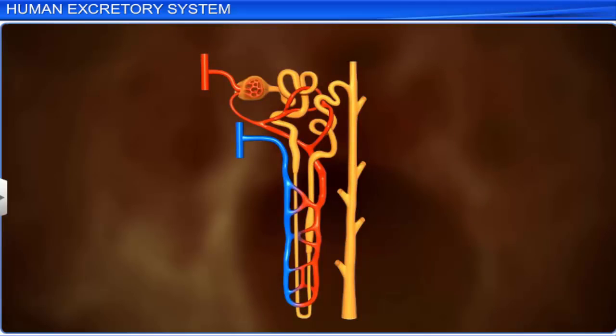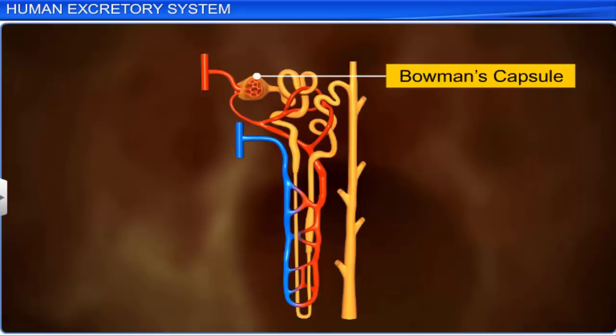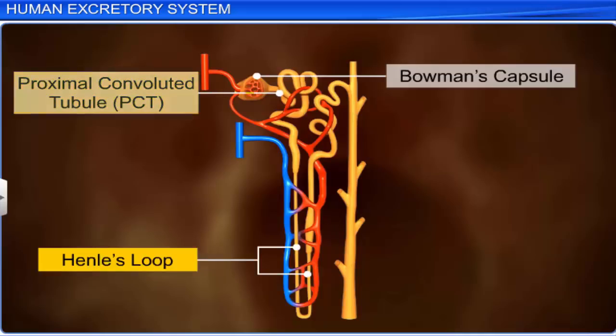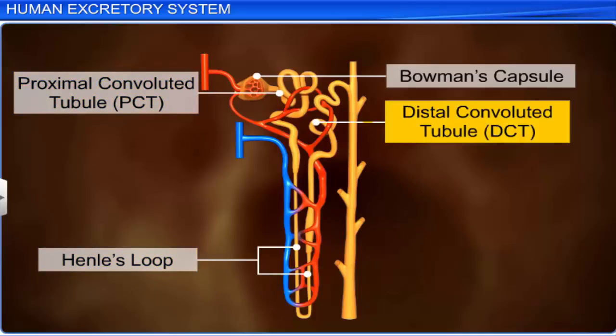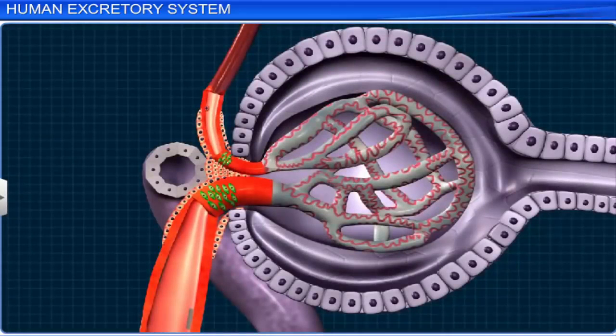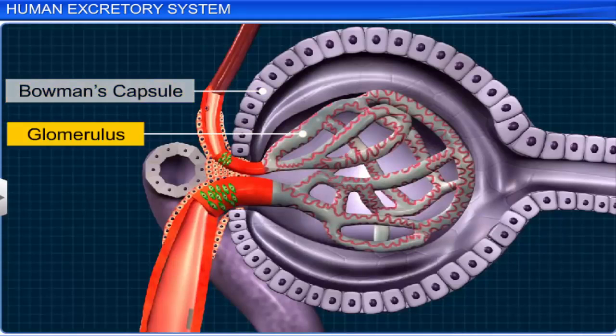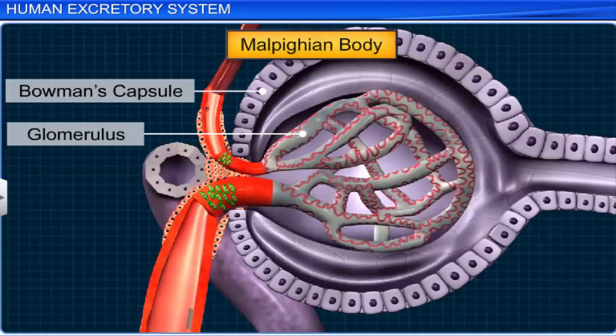The renal tubule begins with the Bowman's capsule and consists of proximal convoluted tubule PCT, Henle's loop, and distal convoluted tubule or DCT. The Bowman's capsule is a double-walled funnel-shaped structure that encloses the glomerulus. It collects the glomerular filtrate. The Bowman's capsule, together with the glomerulus, is called the Malpighian body or renal corpuscle.